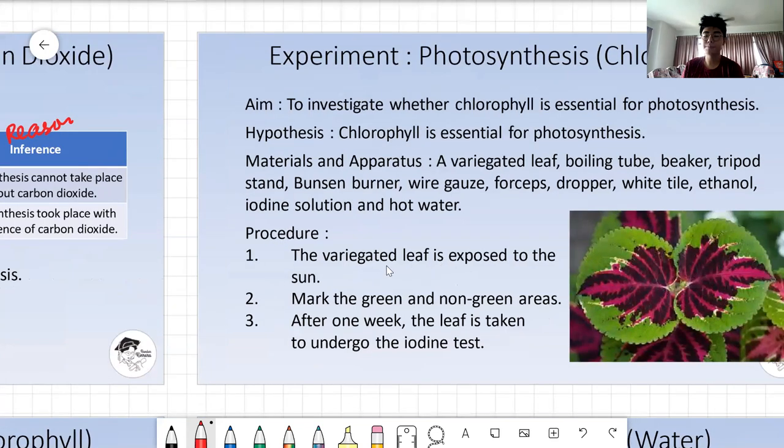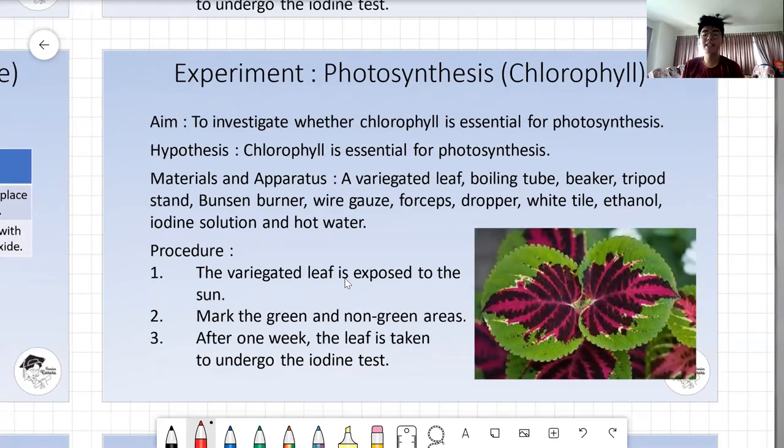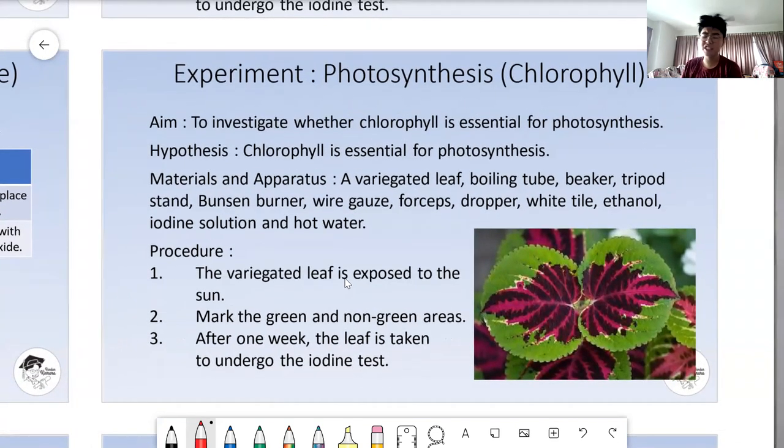Now, chlorophyll. To investigate whether chlorophyll is essential for photosynthesis, copy and paste, change this. But this one is more special. No plant A, plant B. We have a variegated leaf. Variegated leaf means inside one leaf, you have two types of color. There is a pink or red color part and there is a green color part. That picture is what I'm showing you. The variegated leaf is being exposed to the sun.